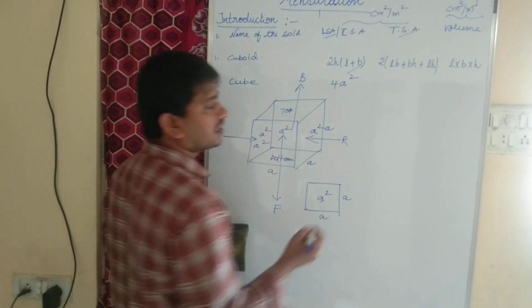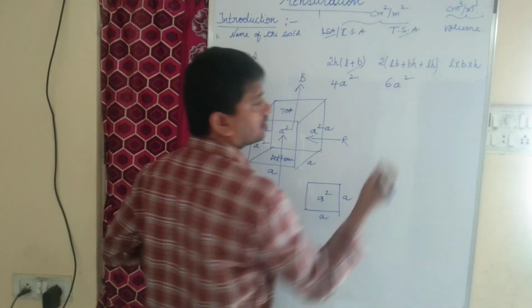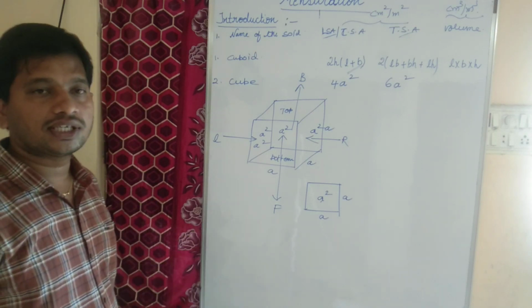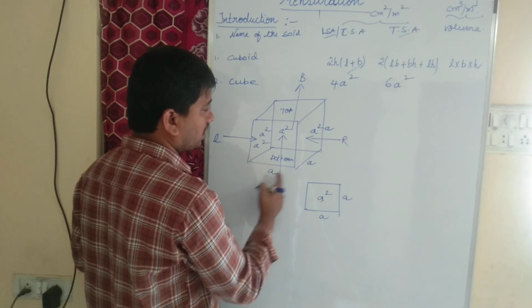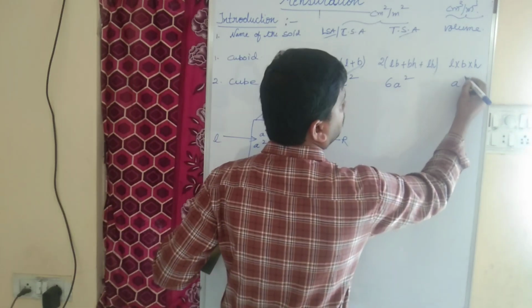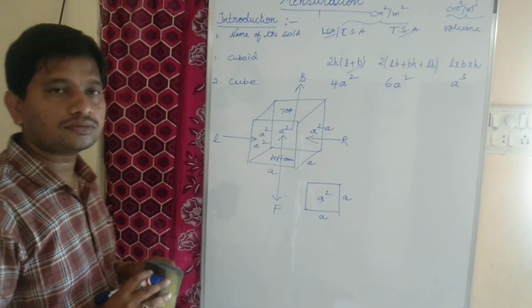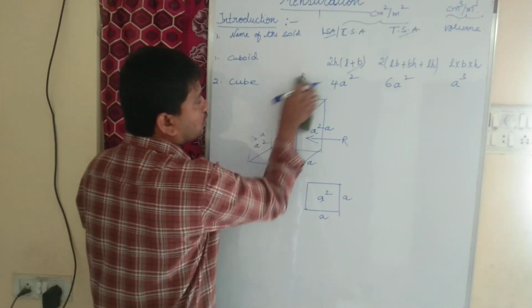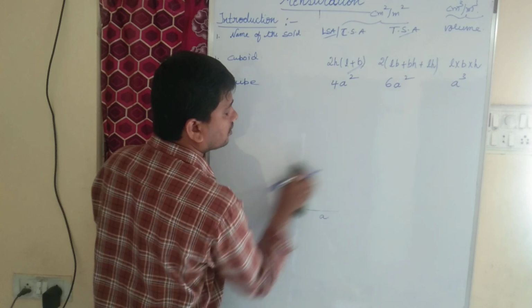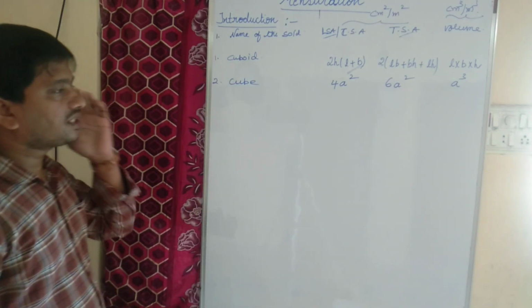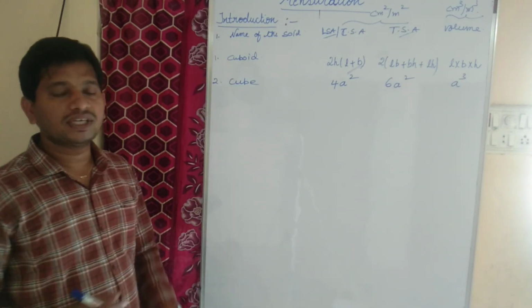What about total surface area? It has 6 faces, 6 into a square, 6a square. So what about the volume? Length into breadth into height, a into a into a, that is equal to a cube units. So this is about the cube. The lateral surface area of a cube is 4a square, the total surface area is 6a square, and the volume is a cube.